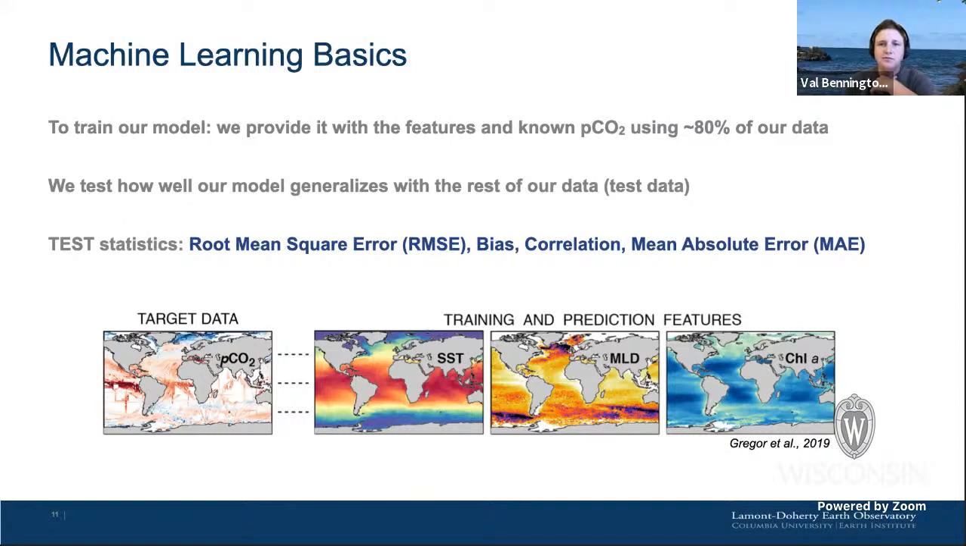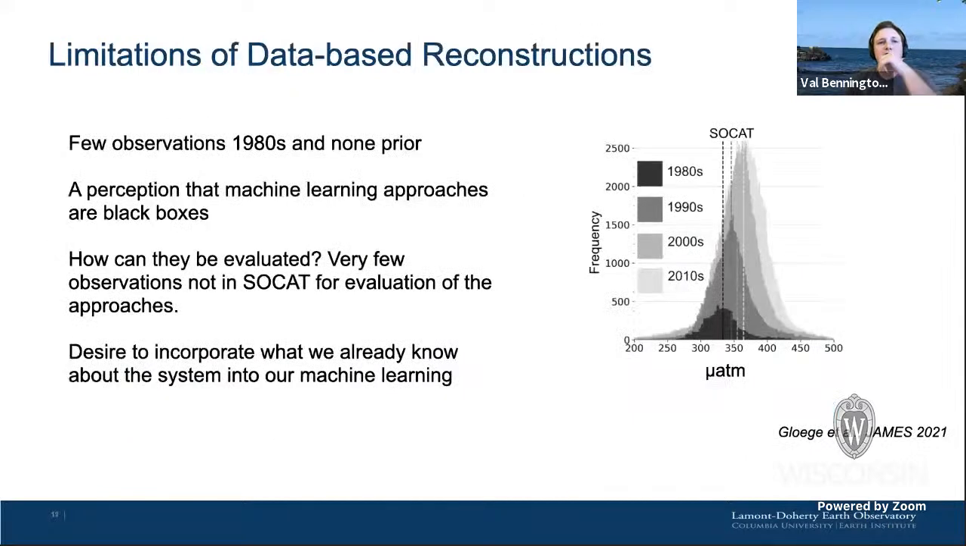So there are, of course, just like there are limits to biogeochemical models, there are, of course, limits to our database reconstructions. What you'll see here on the right is histograms of the observations taken by decade. And what you'll notice is that in the early portions of the database in the 1980s and 1990s, you have far fewer observations.